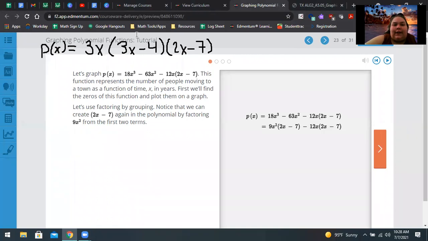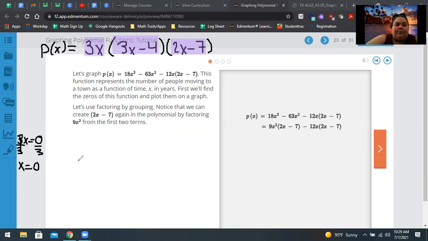So this is each factor, right? 3x is its own factor. 3x minus 4 is its own. 2x minus 7 is its own. And we're going to take each factor and set them equal to 0. So the first one is 3x is equal to 0. You isolate x by getting rid of the 3 by dividing both sides by 3. X is equal to 0.